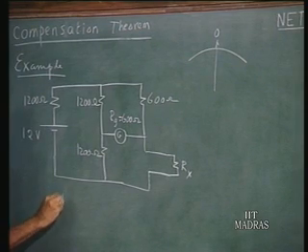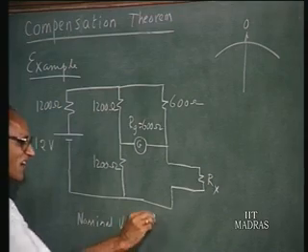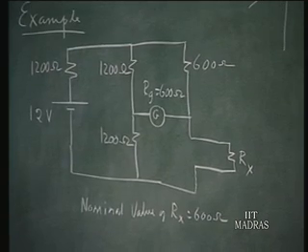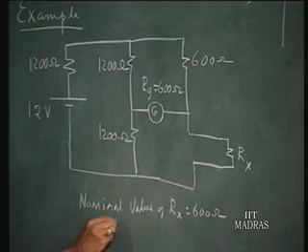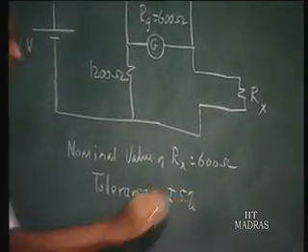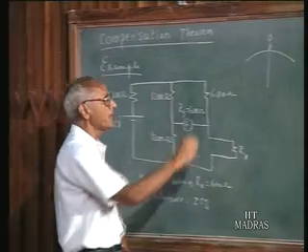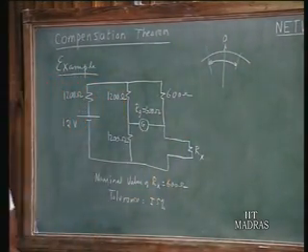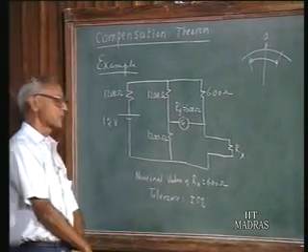So nominal value of Rx equals 600 ohms. However, this bridge is used to test a whole lot of resistors, and the tolerance allowed for the resistor is plus or minus 5%. So we would like to test a whole batch of resistors, and as you put each resistor, we should like to define the range of current which is acceptable if the Rx is to be within the tolerance. That means if the resistance can change from 570 to 630.